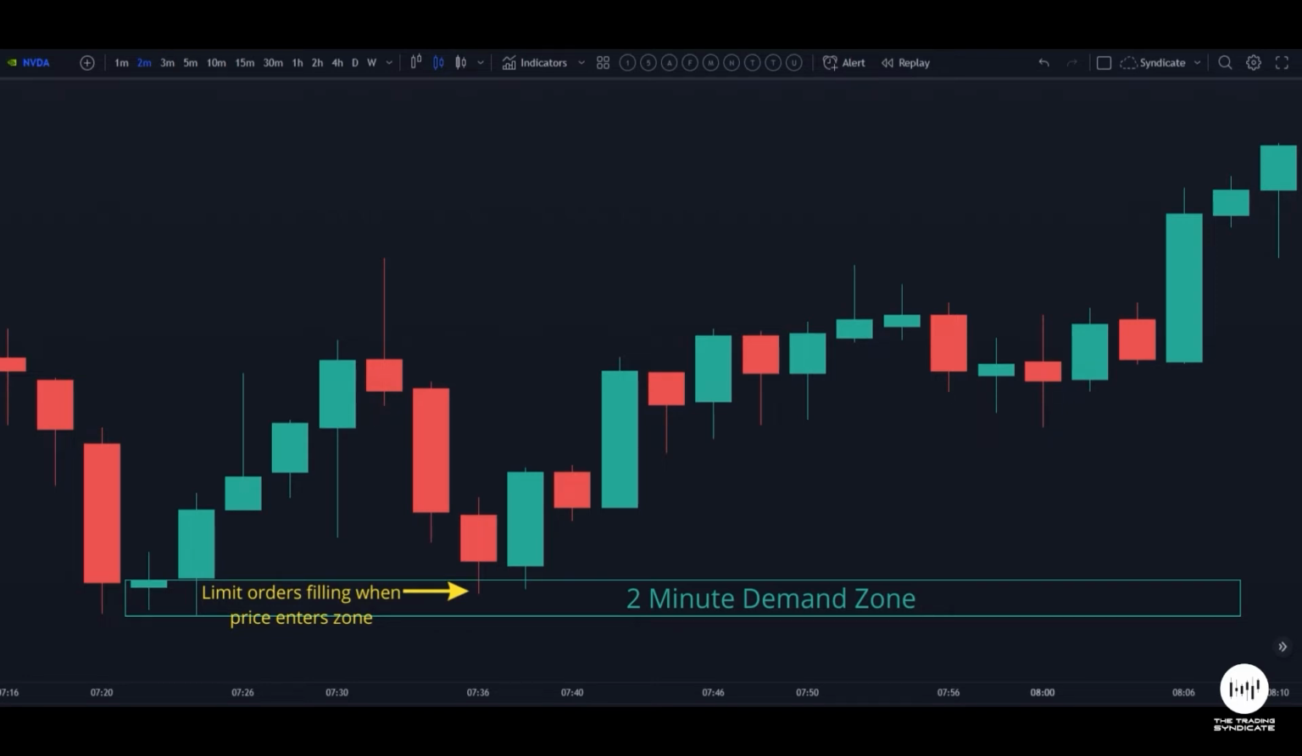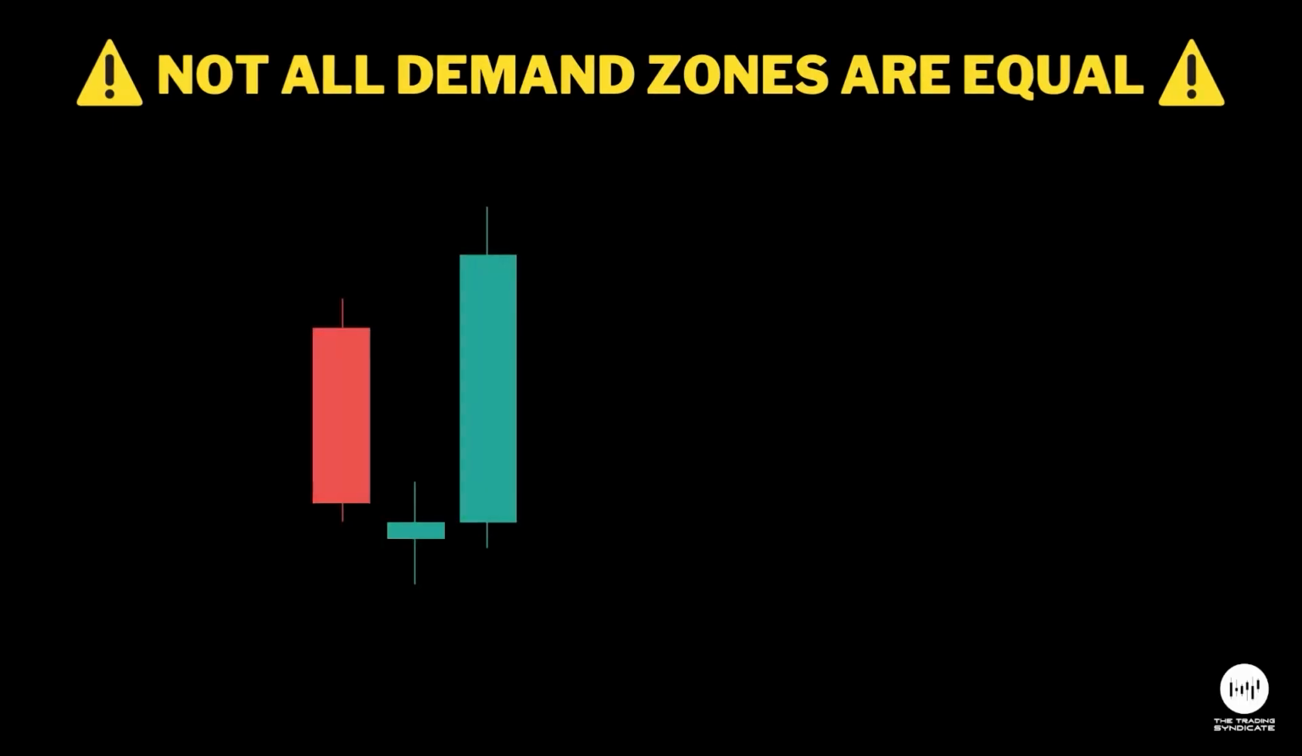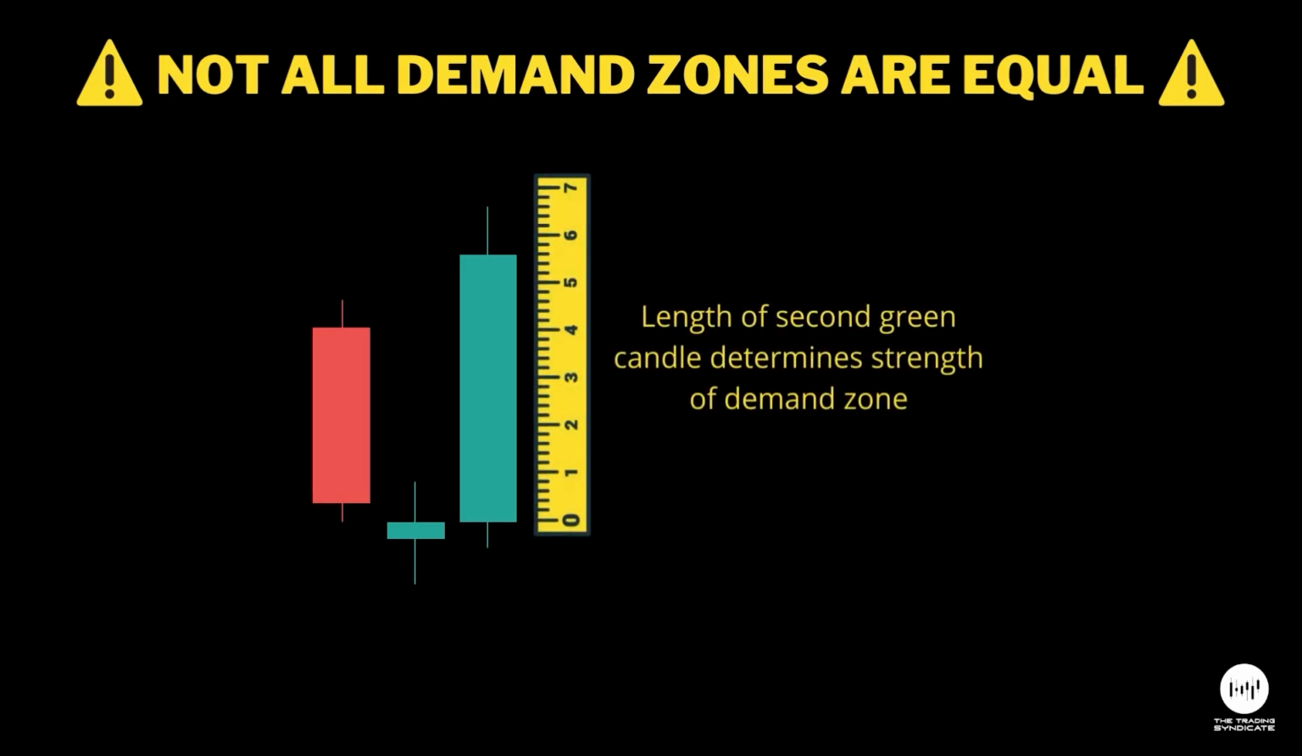So in general, as we have mentioned, it is best to use the low of the two candlesticks to identify the demand zone. However, it is imperative to understand that not all demand zones are equally as strong. When looking at a set of candles that establish a demand zone, a good rule of thumb is to use the length of the second green candlestick in the two candlestick formation to identify how strong the demand zone is.